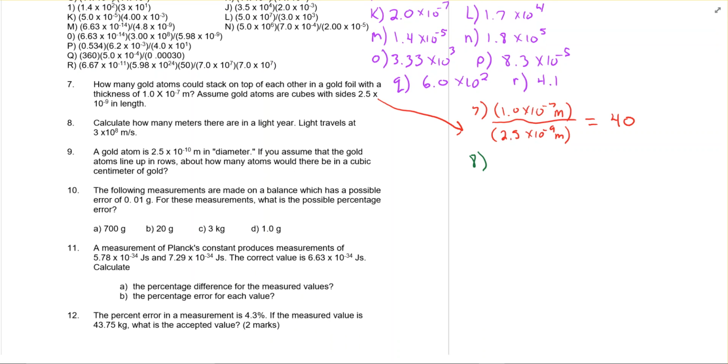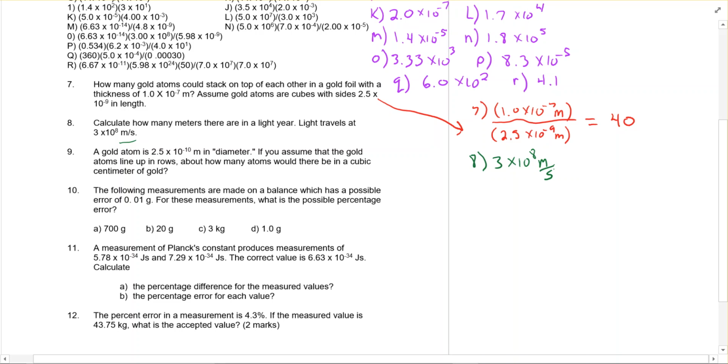Okay, so there's your answer for number 7. Number 8, I just want to kind of help you get through this one. It says calculate how many meters there are in a light year, and that light travels at 3 times 10 to the 8 meters per second. So looking at units, this is saying that it travels this many meters every second. So we already know how many meters it goes in 1 second. So if we were able to know how many seconds there were in a year, we just have to multiply by that, right?